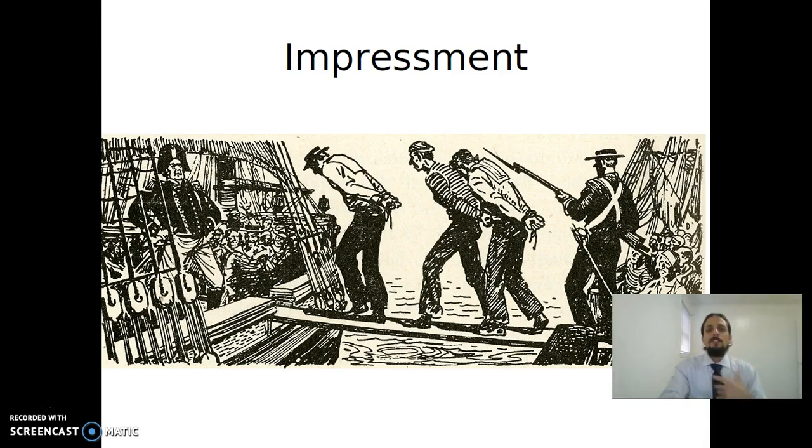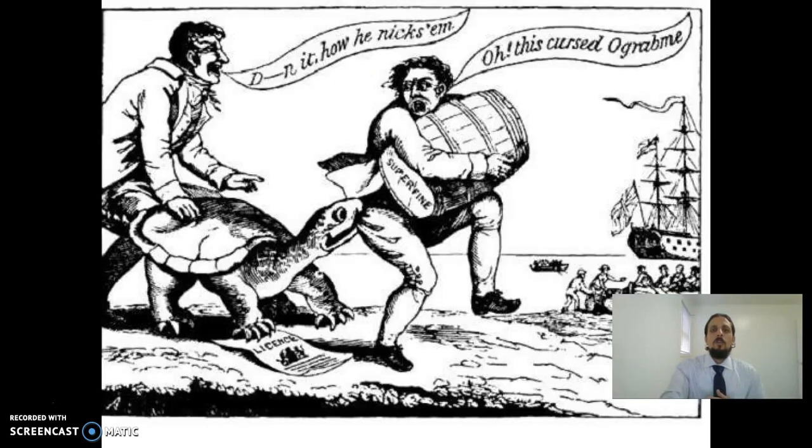Now, Jefferson tries to deal with this by not going to war. He wants war as a last step. Okay, so he's going to pass a series of different acts. So this is a famous cartoon about one of his acts that he passed. So his act is called the Embargo Act. So you definitely want to know the Embargo Act. So the Embargo Act of 1807.